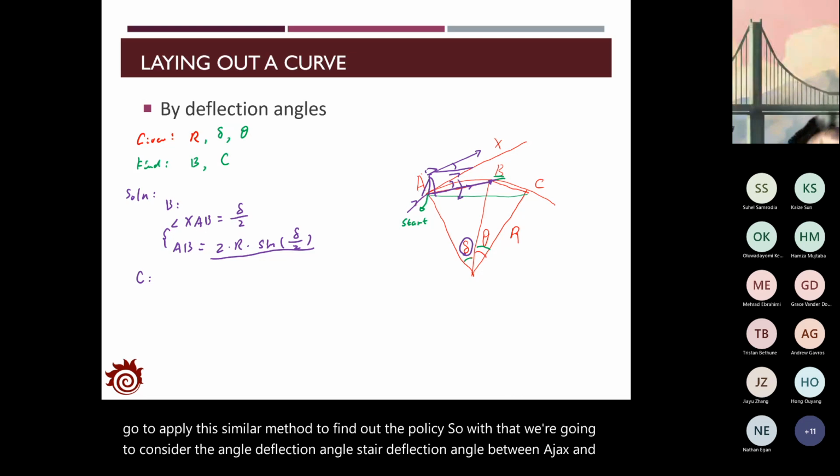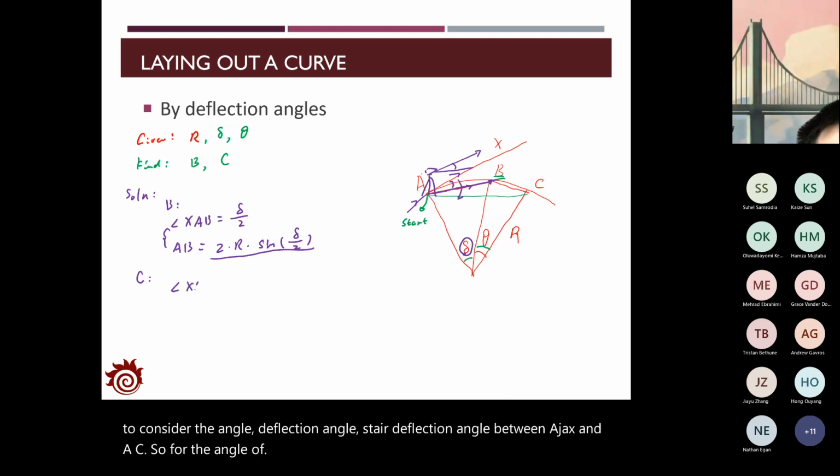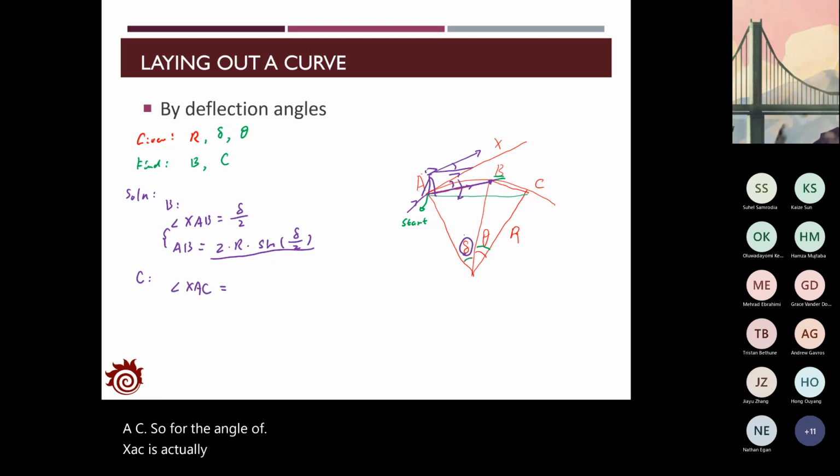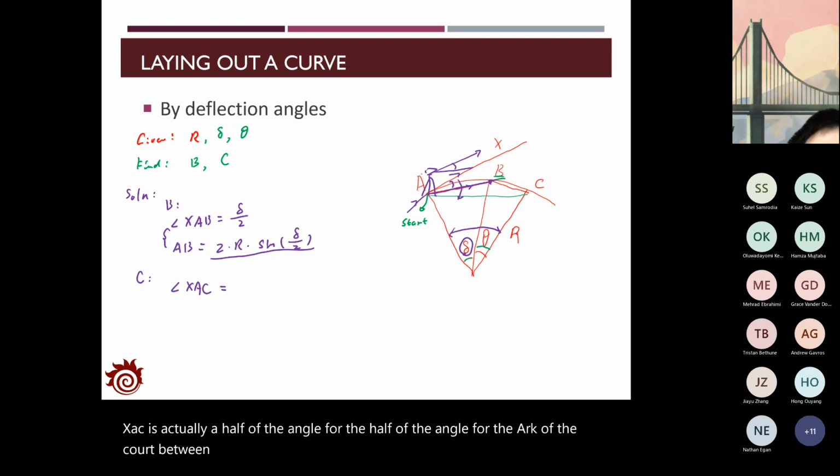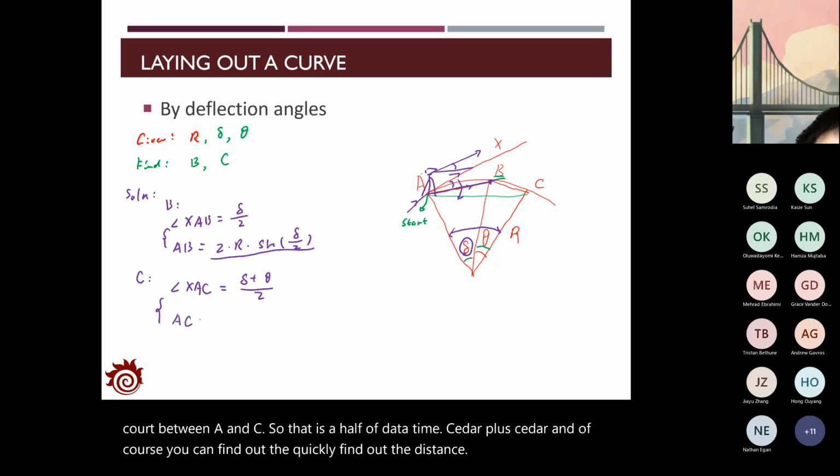So for the angle of XAC, it's actually half of the angle for the arc, or for the chord between A and C. So that is half of delta plus theta. And of course, you can quickly find out the distance from A to C.